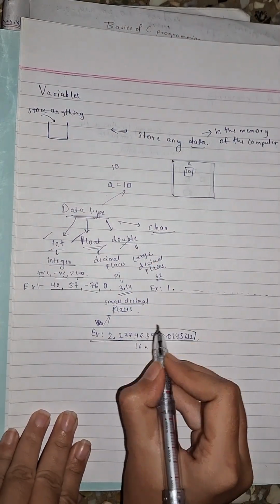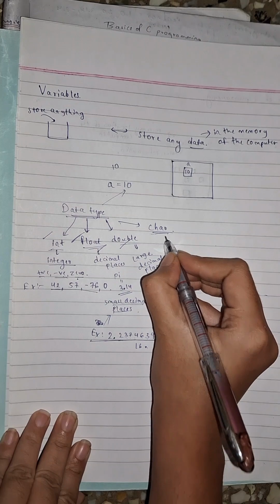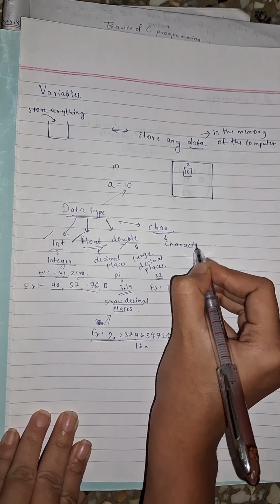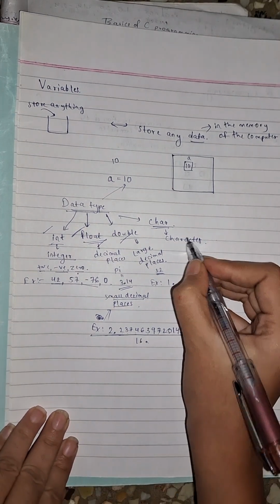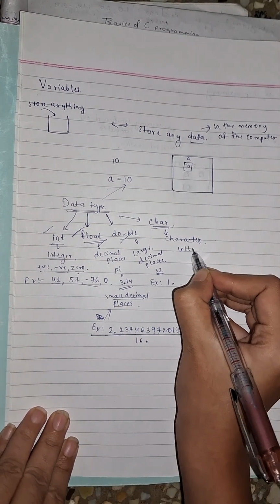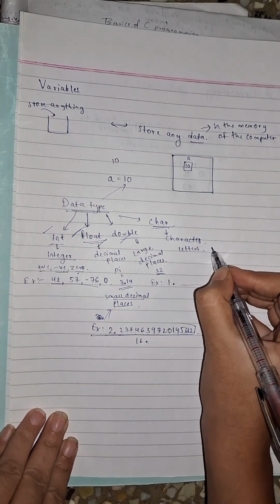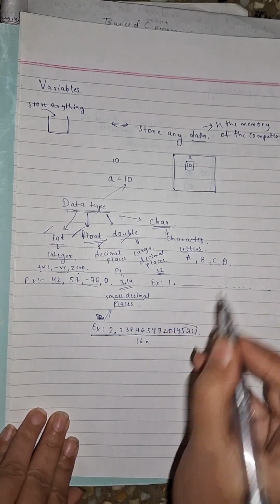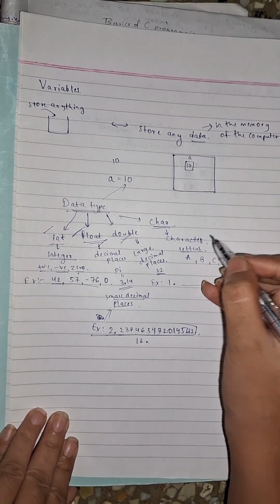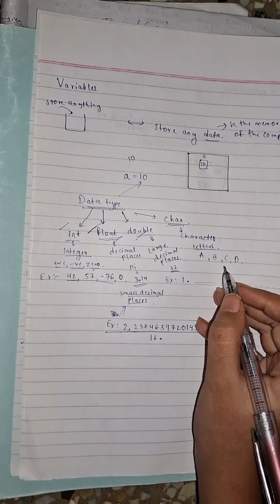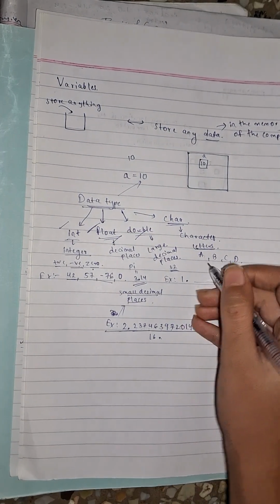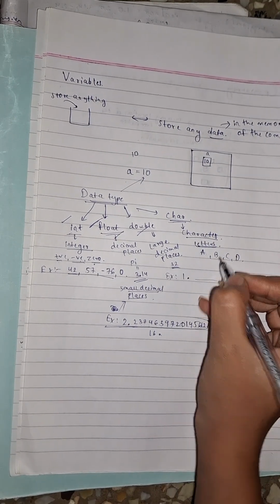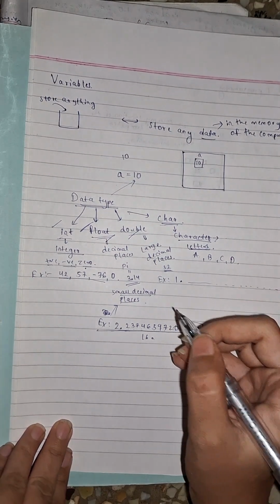So char, now we will know char. What is char? Char is a short form, the full word is character. Character means, like in English we say letters. Letters means A, B, C, D. These are the letters. Characters are also the same. In programming we use the term character. A single letter is a character.